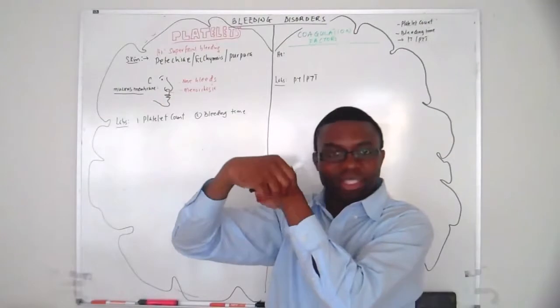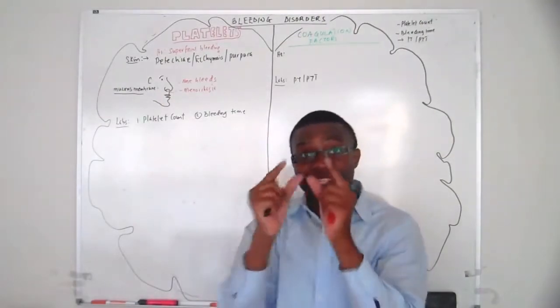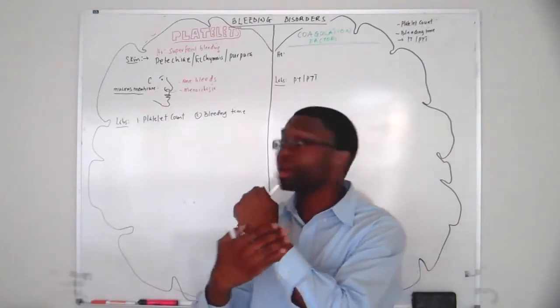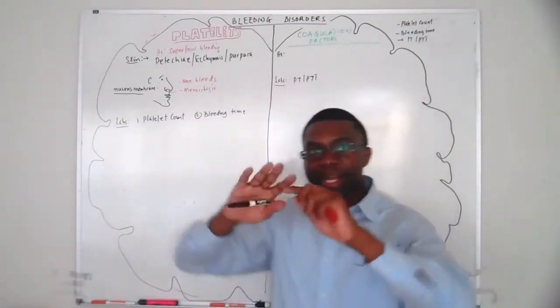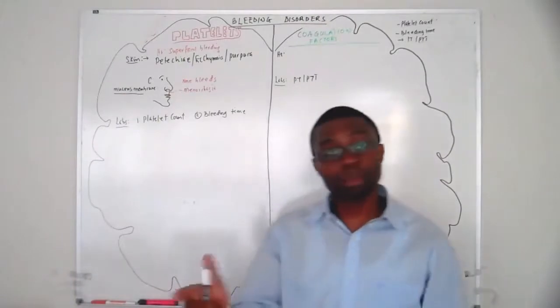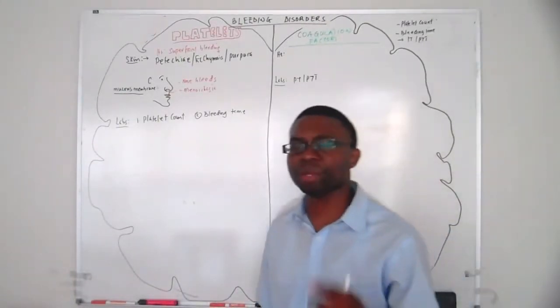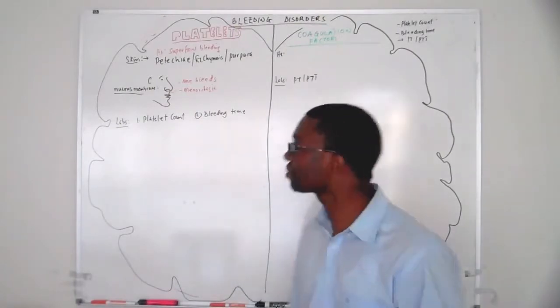Petechia is tiny little dot hemorrhages you see under the skin. If it gets a little wider, it becomes an ecchymosis. It's kind of spread, okay? And purpura is even more widespread. Look the picture up on Google and you'll see it. That will give you an idea, okay? Because when you see it on a patient, oh yeah, I might have a platelet problem.